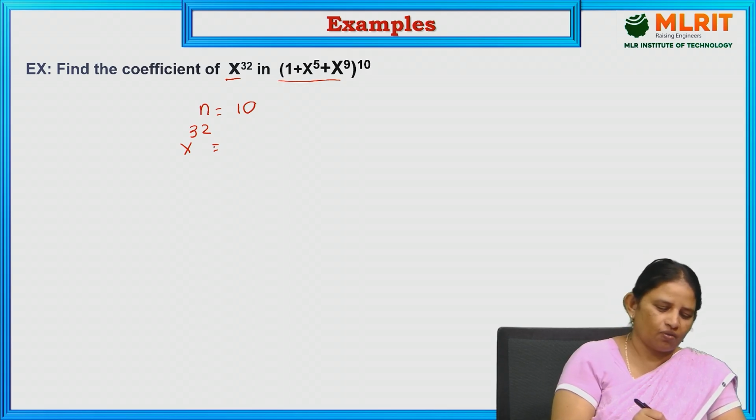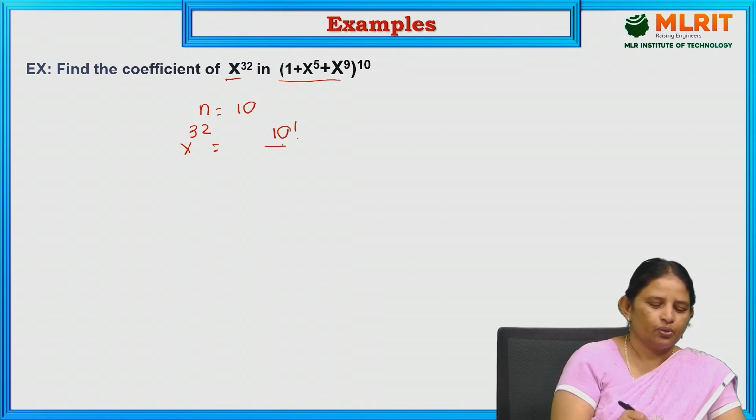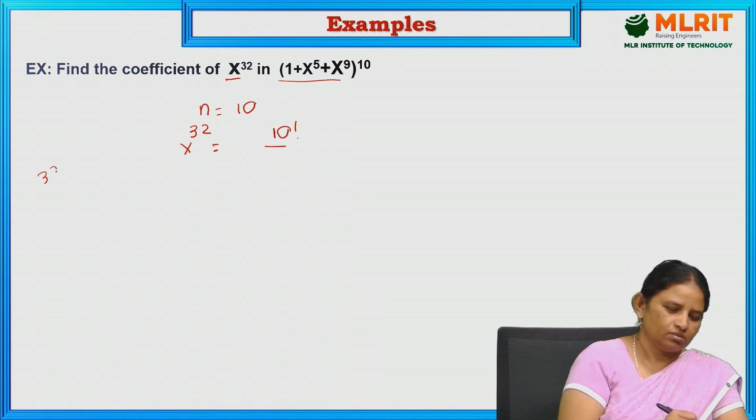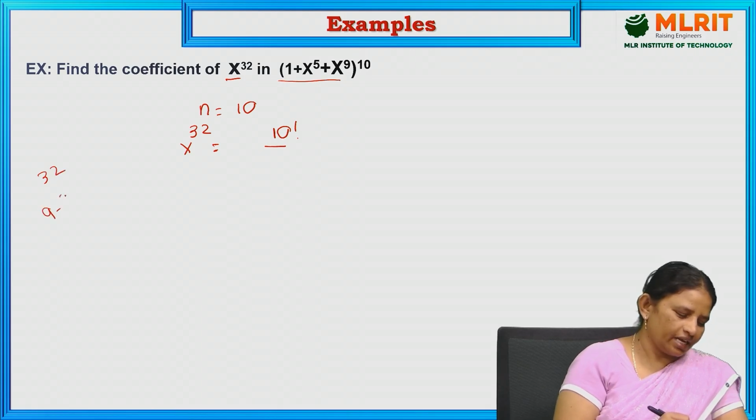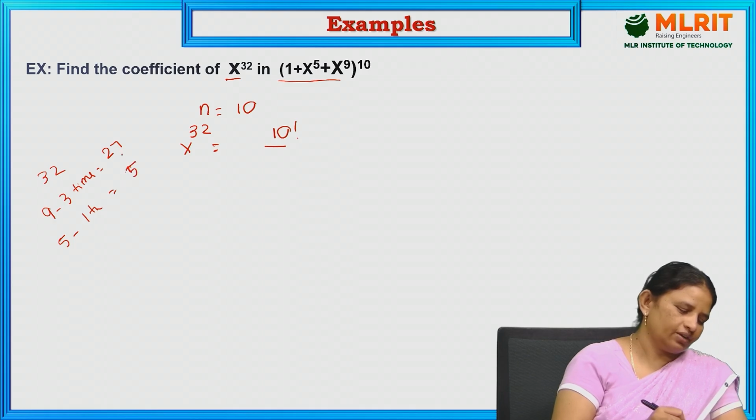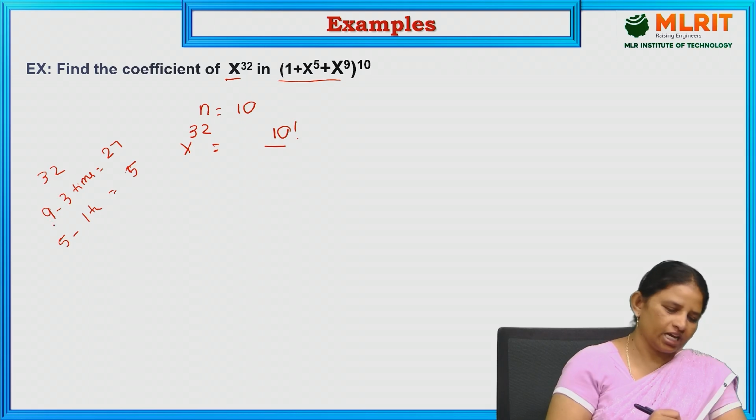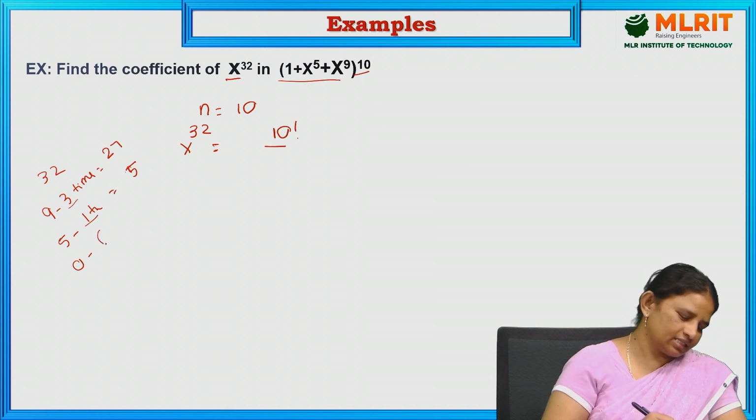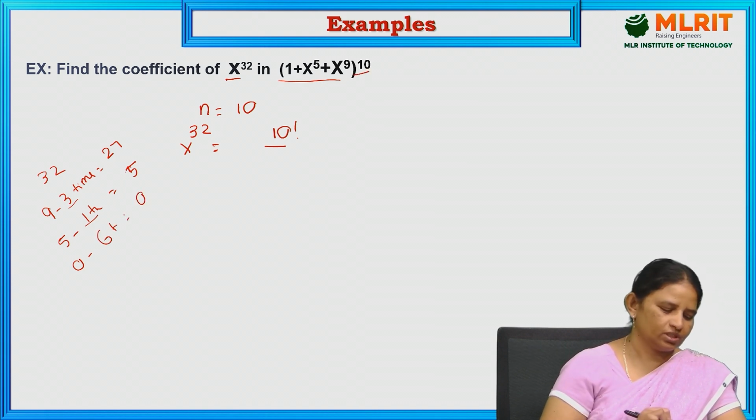That means x to the power of 10, we need to get 10 factorial divided by something, to get 32. 9 is used 3 times, we get 27. Then 5 is used 1 time, that is 5. 27 plus 5, 32 we will get. But what about the remaining? After 9 three times and 5 once, the rest are 0. Here 3 plus 1, remaining of the 10 total terms, so 6 times we can use 0.